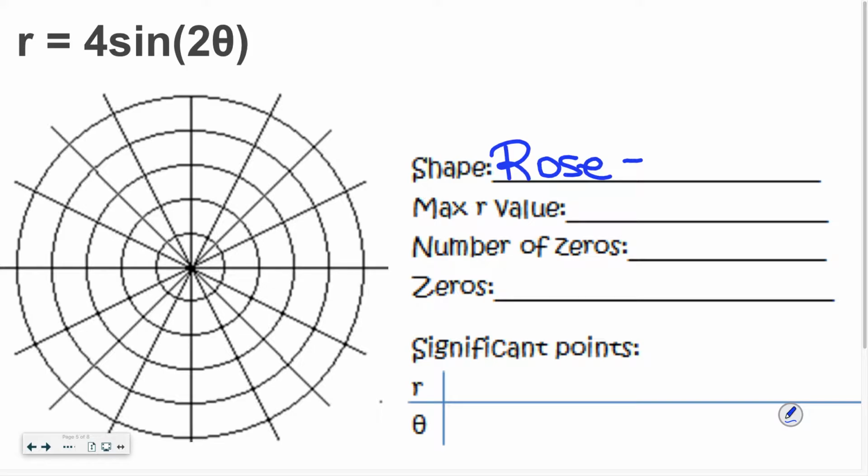Do I only have 3 people with fingers? I think everyone has fingers in here. How many petals does this have?